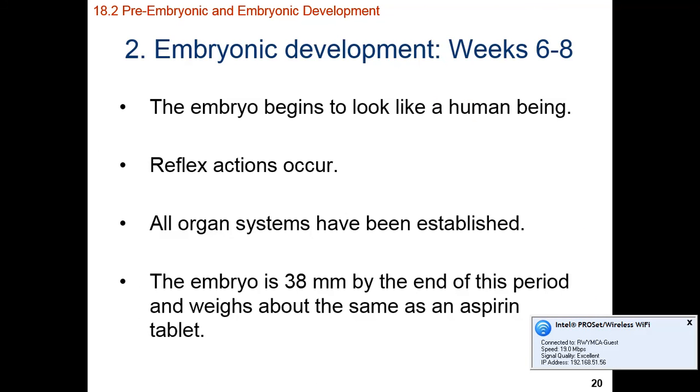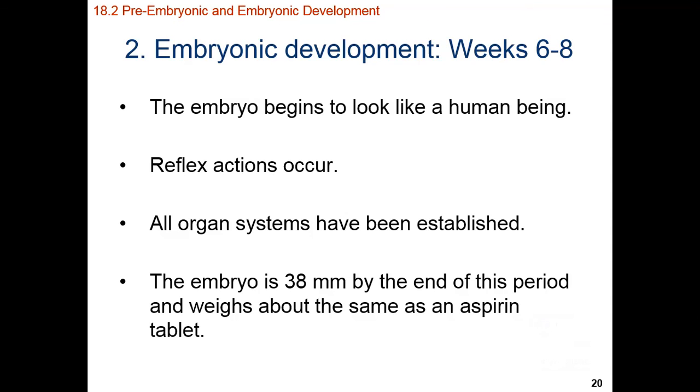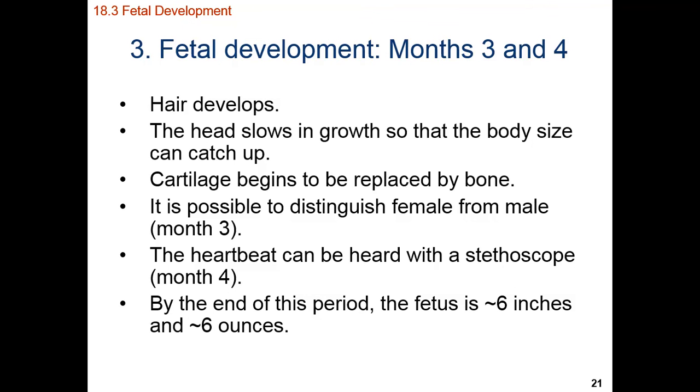From weeks 6 to 8, so 6 to 8 weeks after fertilization, our embryo actually starts to look like a human being. We are still in the 1st trimester at this point, 2 months in after fertilization. There are going to be reflexive actions occurring, and all the major organ systems have been established. At this point, the woman is just starting to have the baby moment. She's probably also having a lot of morning sickness. The embryo is going to be about 4 centimeters wide by the end of these 8 weeks, and will weigh about the same as an aspirin tablet, so still pretty small at this point.